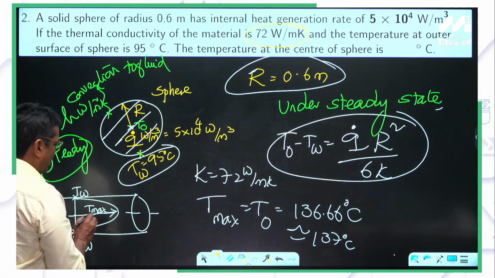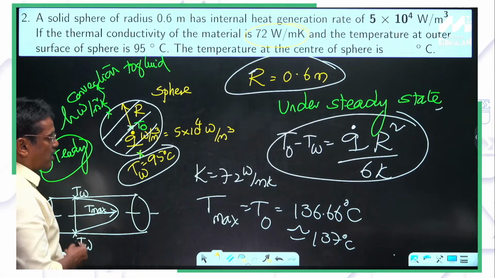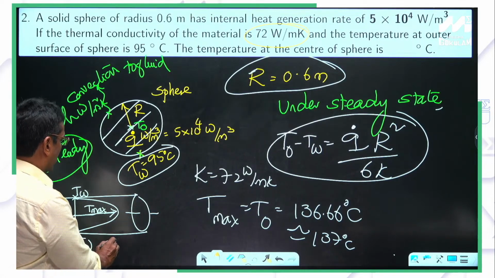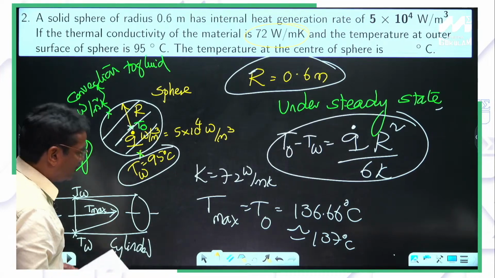But here T naught, T max minus TW, or T naught we can also say, will be Q dot R square by 4K if it is a cylindrical body. Now what we are given here is a sphere. Answer is 136.66.